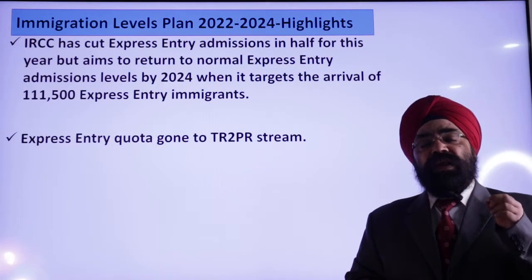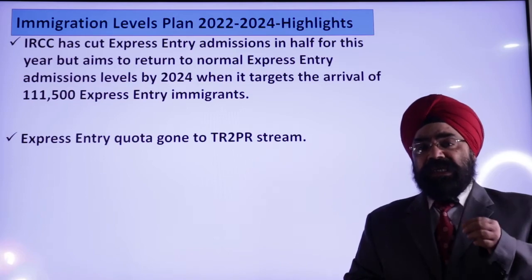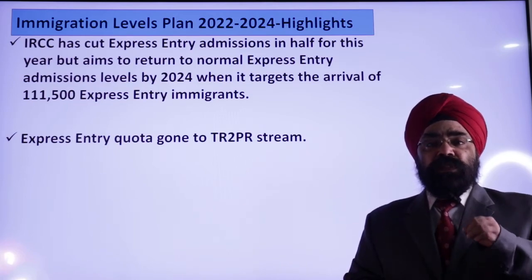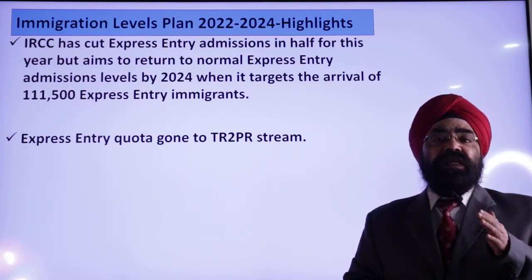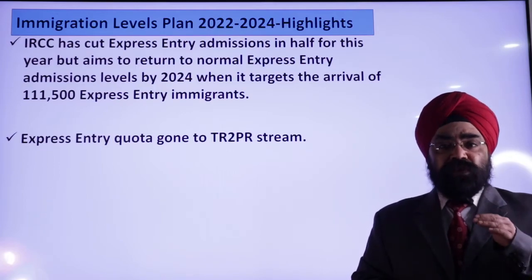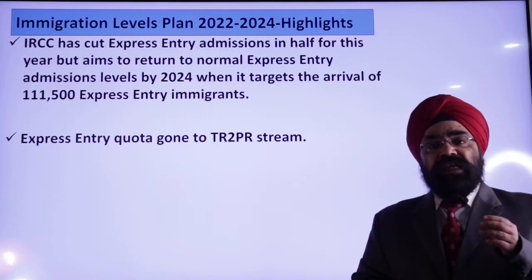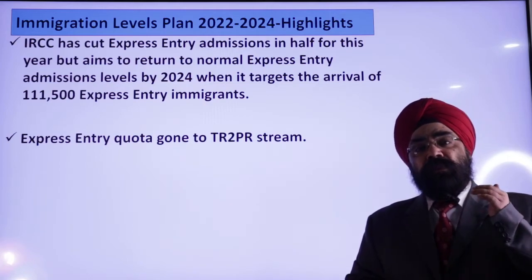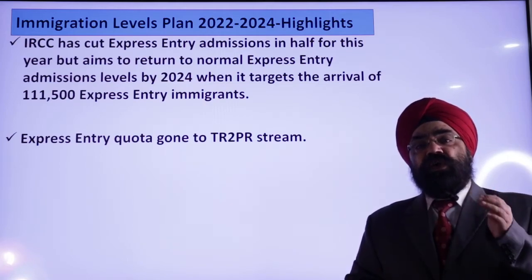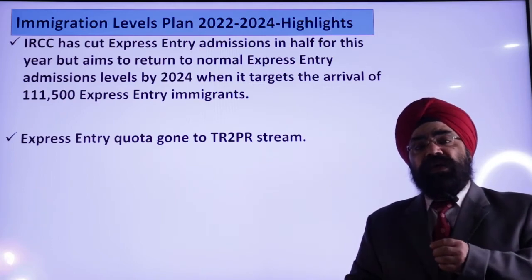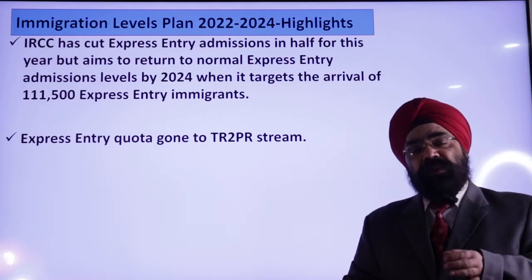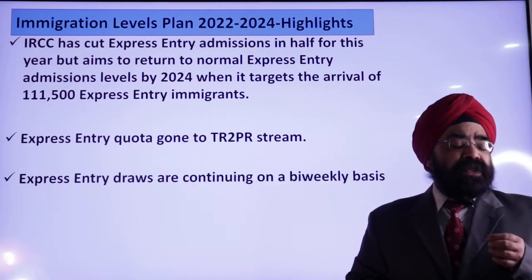Now, the Express Entry quota which was there has basically gone to TR to PR. So those who are in the TR to PR category can celebrate, because this program has a plan of 40,000 immigrants for this year. So Express Entry draws will definitely continue, but the major quota, as I said, has gone from Express Entry to TR to PR, and some share has gone to the PNP. So draws for Express Entry will continue.